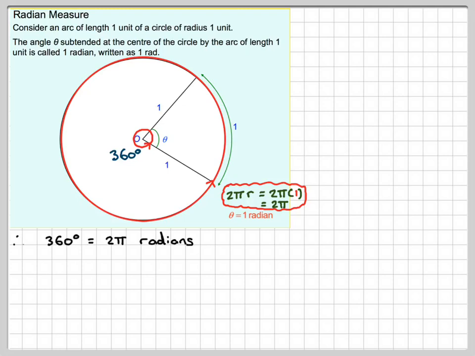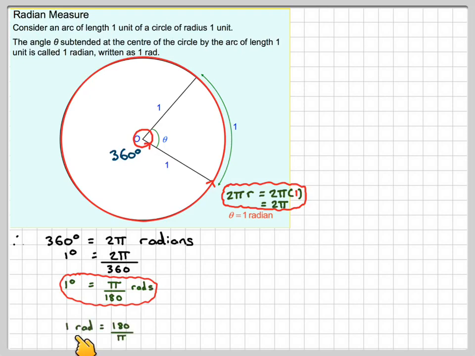And then from that we can get a conversion factor. If we divide both sides of this by 360, we get 1 degree is 2 pi over 360, or 1 degree is pi over 180 radians. And that is the conversion factor that is used. Going back the other way, 1 radian will be multiplied by the reciprocal of that, which is 180 over pi. So 1 radian is approximately 180 over pi, which is 57.3 degrees.